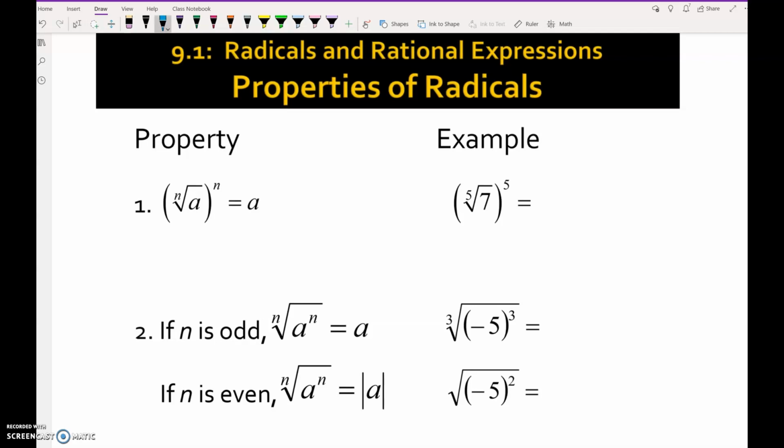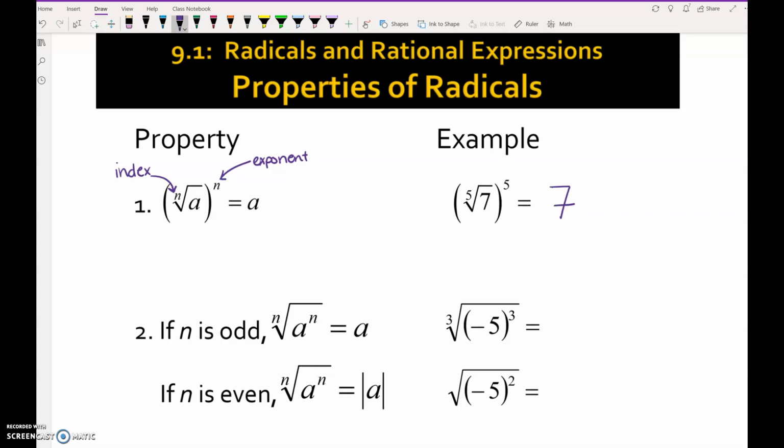We need to remember what these things are called. The little number in the check marky part of the radical is called the index. And this number is called the exponent. If the index and the exponent are the same, they cancel each other out. So the fifth root of 7 raised to the fifth is simply 7.